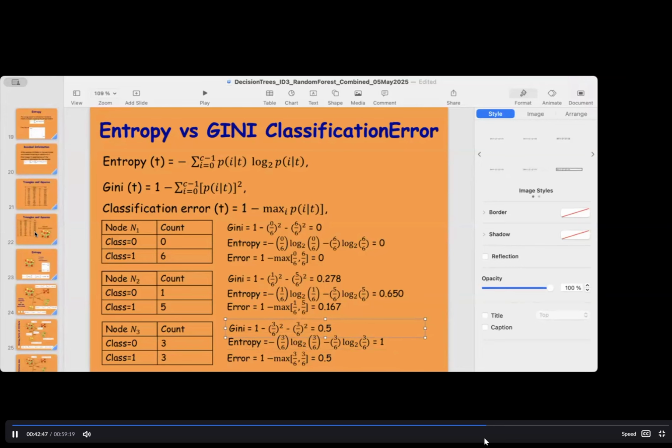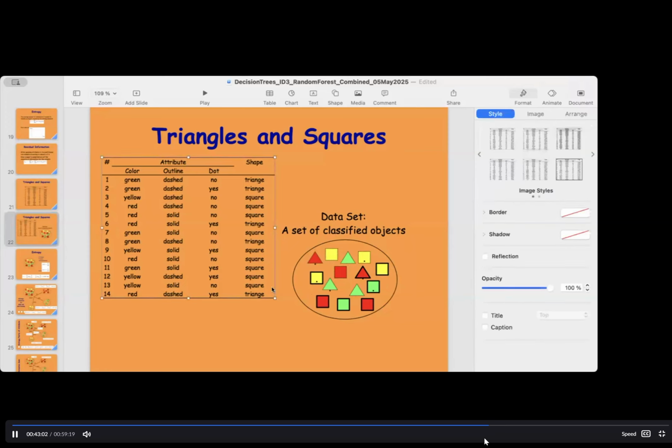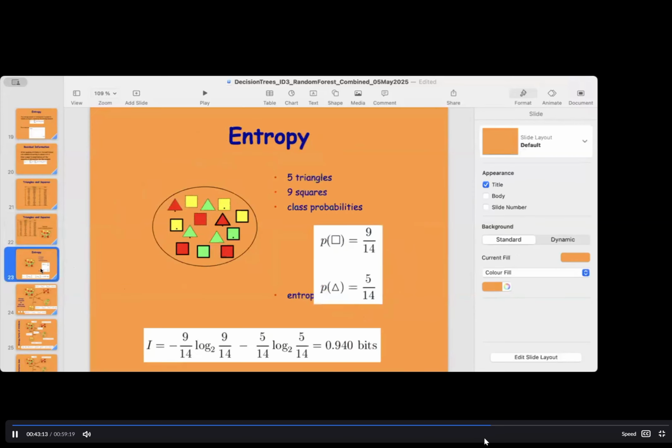So let's see real quick how we can build the decision tree using these triangles and squares. We would like to determine whether the shape is a triangle or a square. And we have some attributes such as the color, the outline, and the dot. So we're going to compute the probabilities and the information gain.